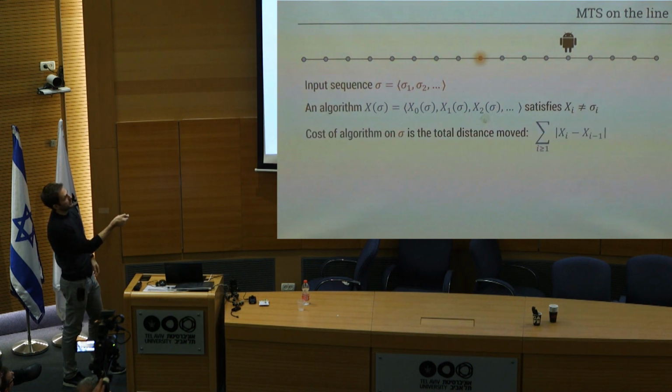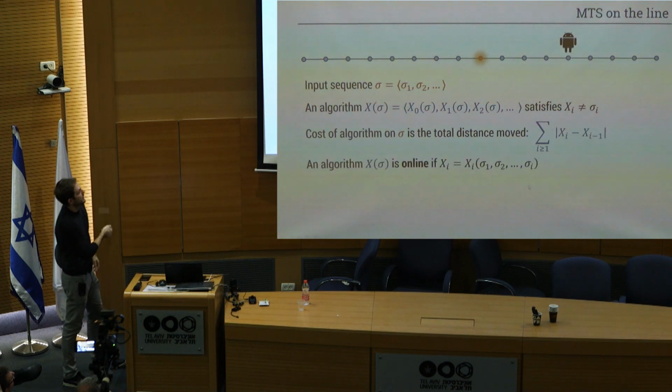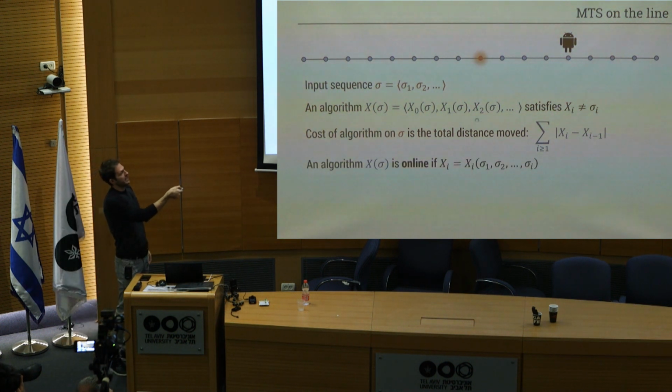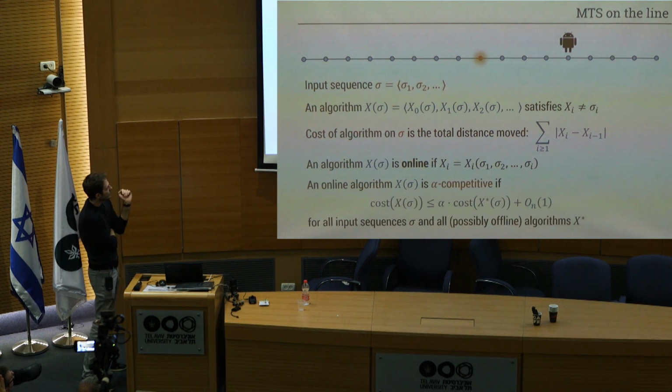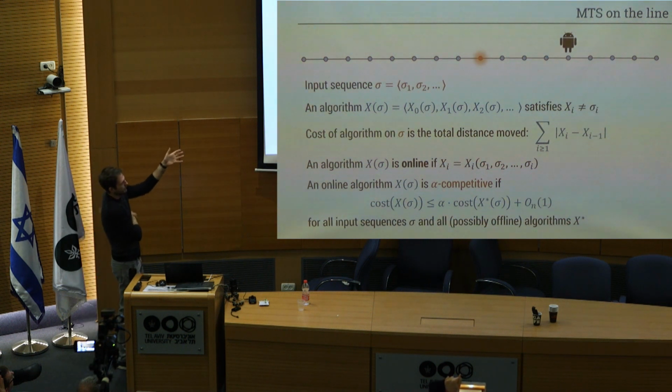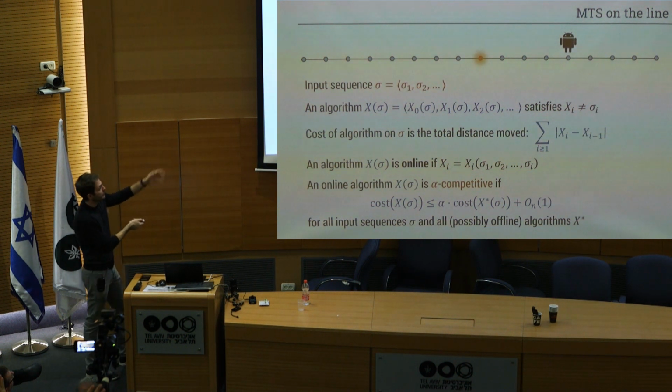The cost of the algorithm is the total distance moved, and it's an online algorithm if your position at time i is just a function of the inputs you've seen so far. Okay, and here's what's studied in competitive analysis, the competitive ratio.